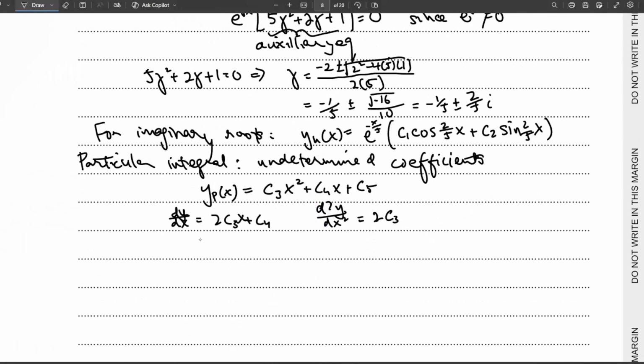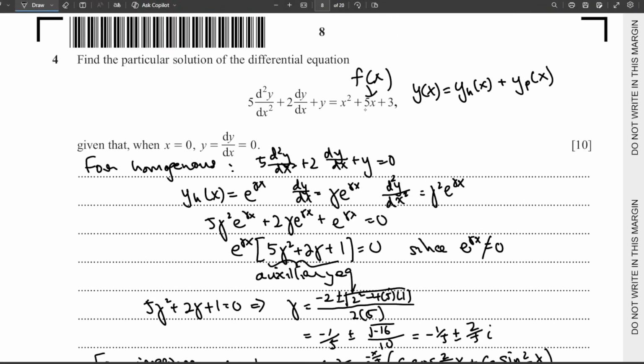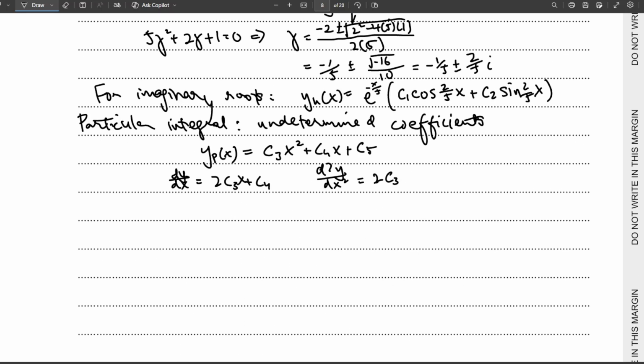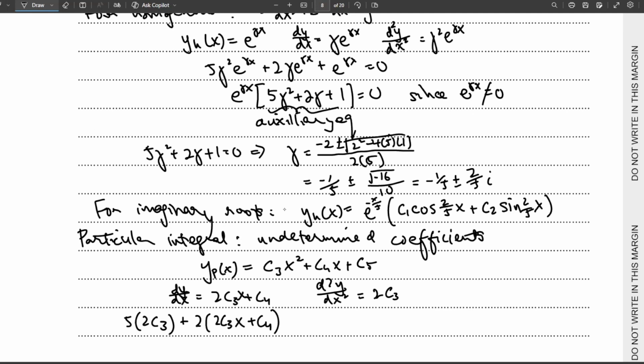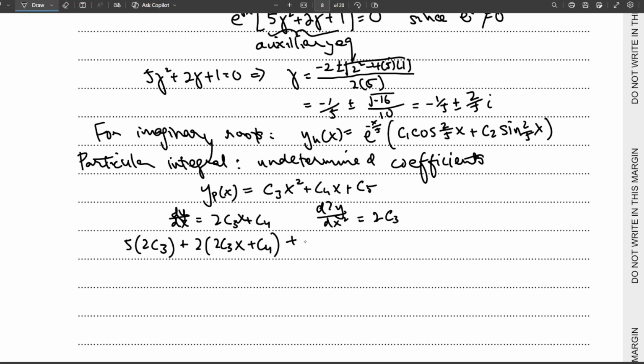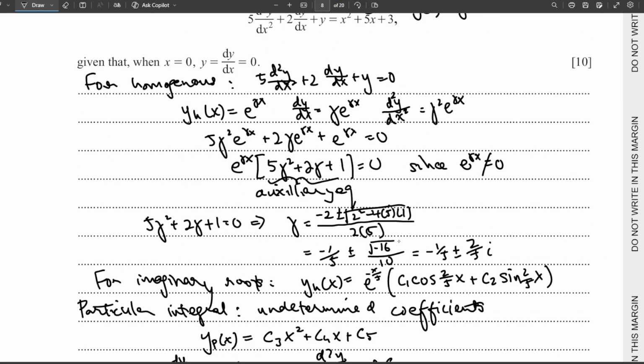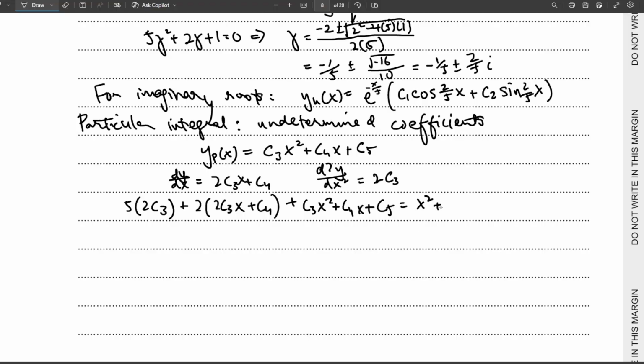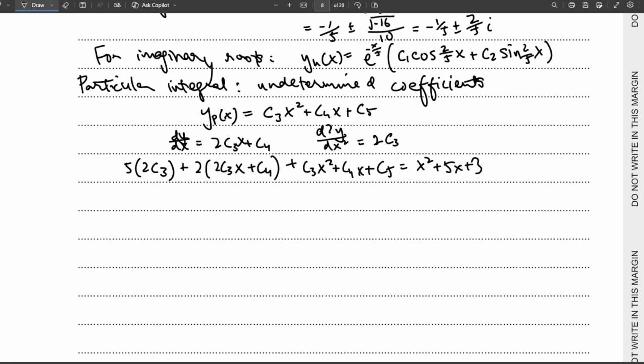Alright, and we can substitute this back into the original differential equation also, and in this case we do include the function on the right hand side, so it will have 5 times (2c3 x plus c4), and lastly it will be just the whole thing, right? c3x squared plus c4x plus c5, and on the right hand side is the function 5x plus 3. Okay, and at this point we will try and just simplify the expression a bit.